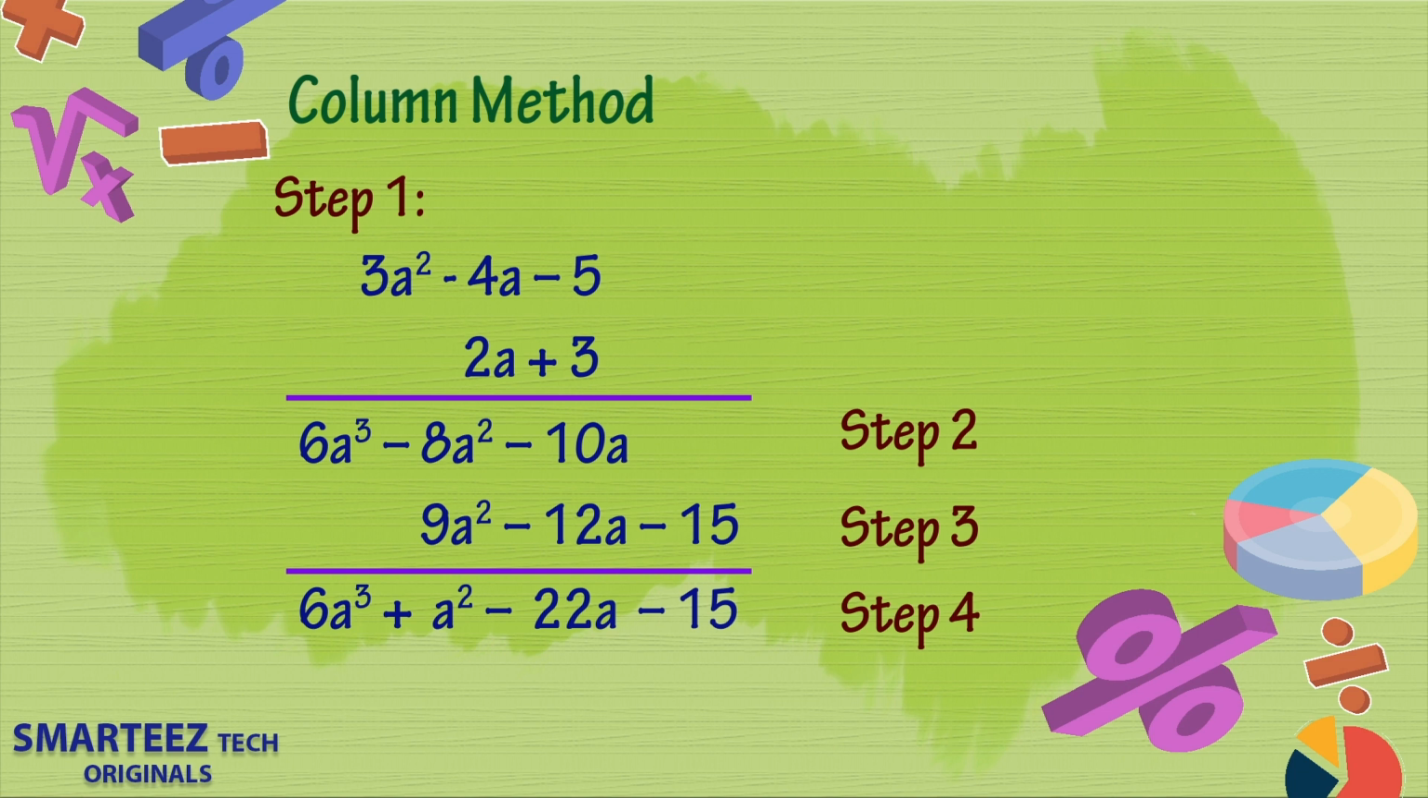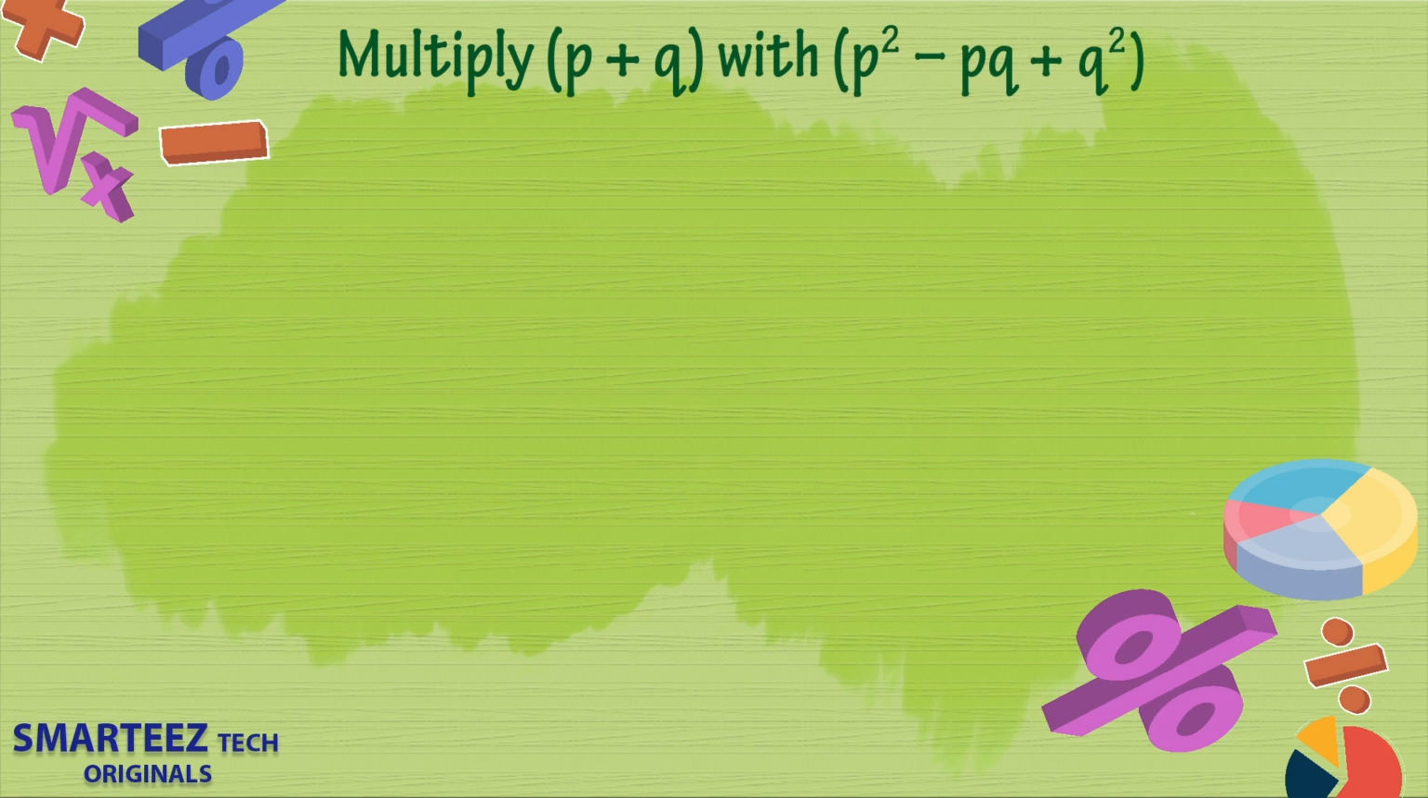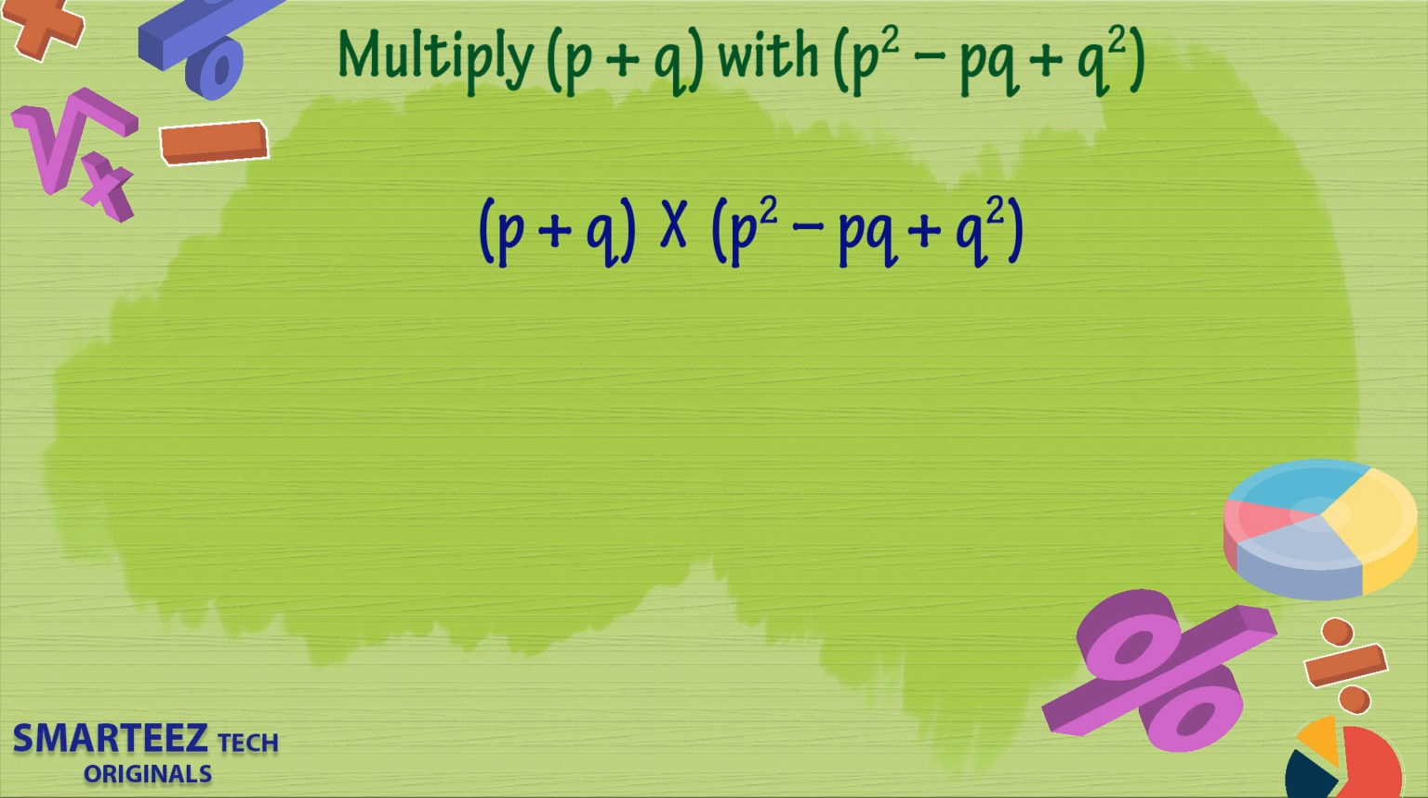Okay, those are the two ways of finding the product of a binomial expression with a trinomial expression. However, we'll stick to the horizontal method for finding the products of polynomials in our discussion. Let's try one more example of finding the product of a binomial with a trinomial. Multiply p plus q with p squared minus pq plus q squared. Pay attention to the arrows.